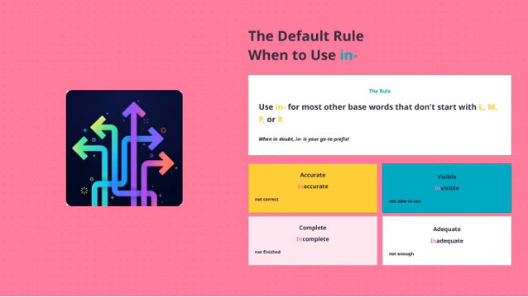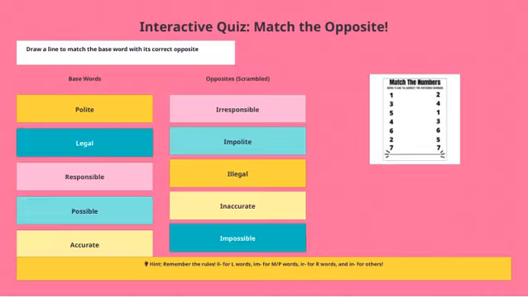Similarly, adequate refers to having enough of something, while inadequate means not enough. The key takeaway here is that "in" is a versatile prefix that helps you express the opposite or the absence of a quality in a very clear way. Keep this rule in mind as it ties into the overall theme of understanding how to use prefixes correctly to improve your communication.